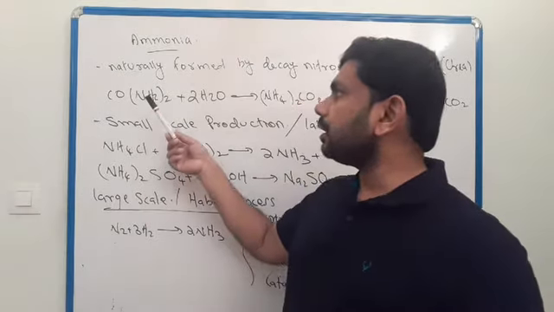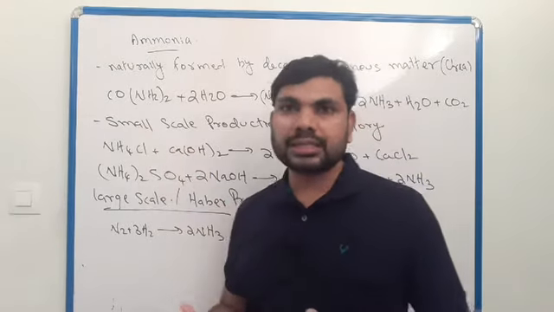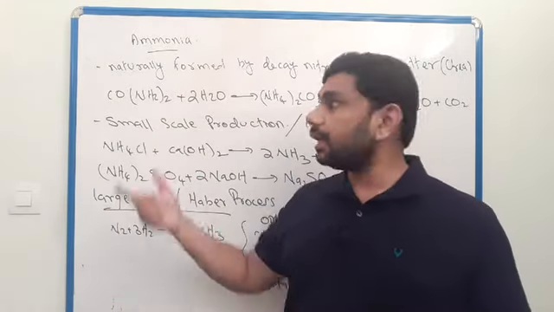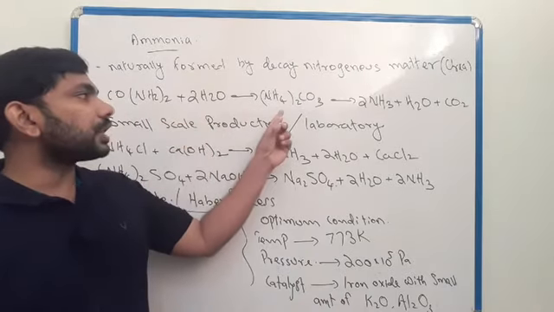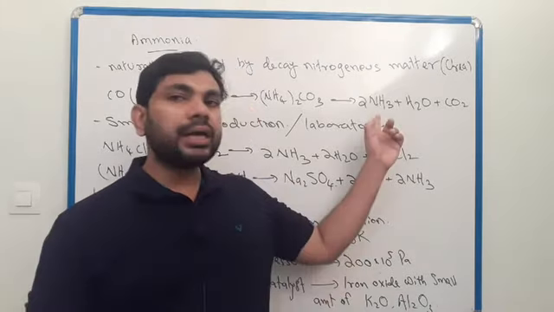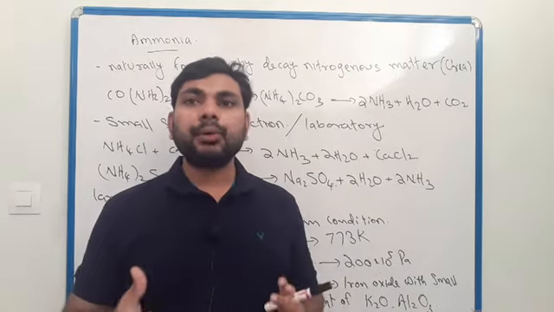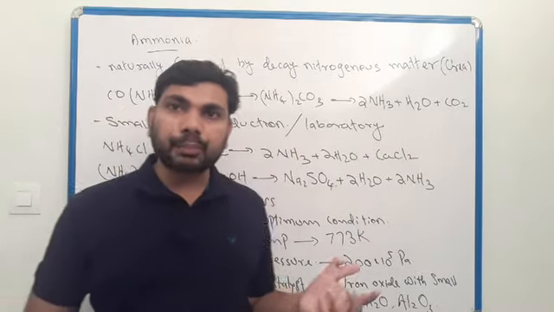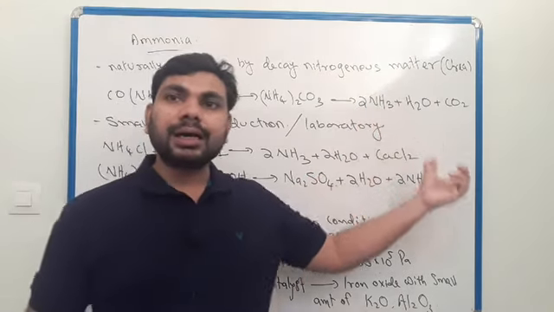Look here, urea, CO(NH2)2, represents the nitrogen containing matter. In the presence of water, it changes to ammonium carbonate. This ammonium carbonate, after decomposition, produces ammonia, carbon dioxide and water. This is the way to produce ammonia naturally.